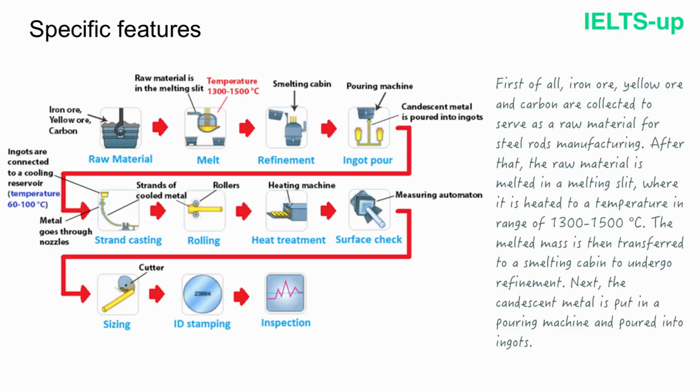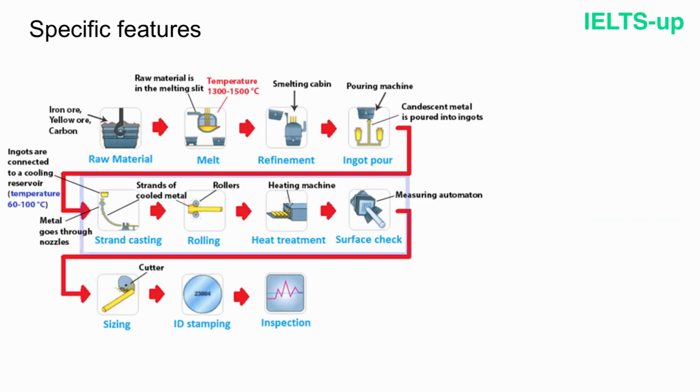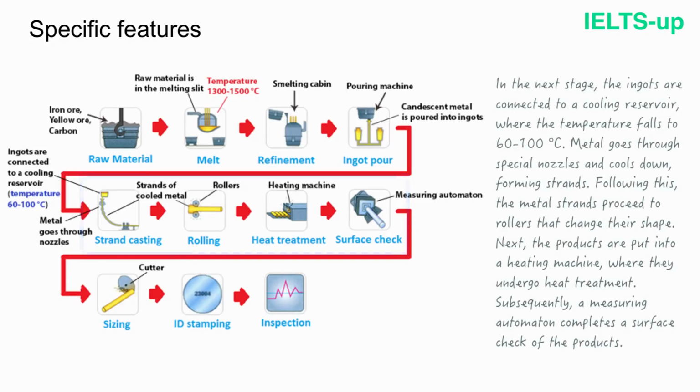And that's all with our first paragraph for specific features. I hope that now you get an idea of how to describe the process stage by stage. So let's move on to the second paragraph that describes the next 4 stages. Here's how I wrote it. In the next stage, the ingots are connected to a cooling reservoir, where the temperature falls to 60–100 degrees Celsius.